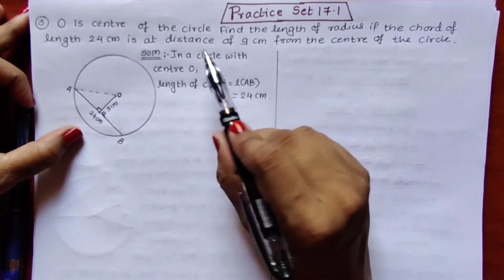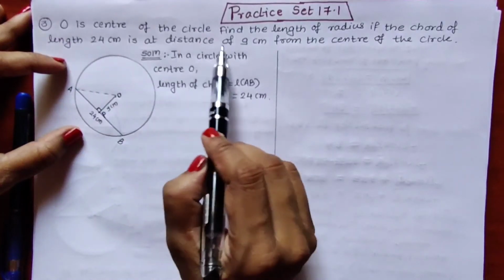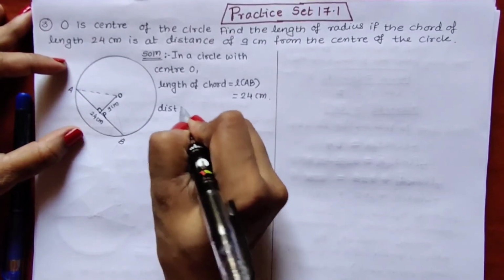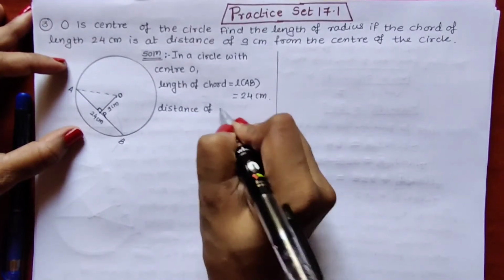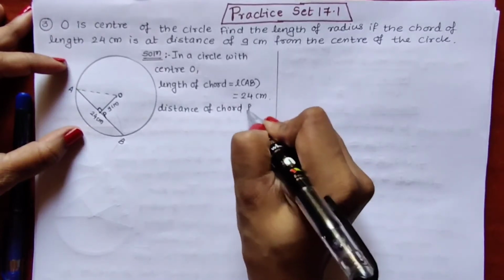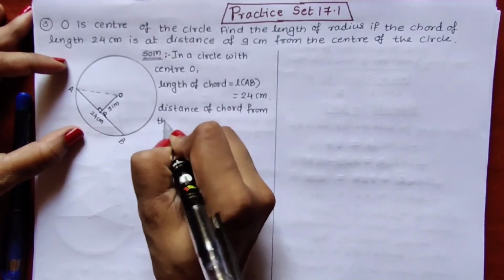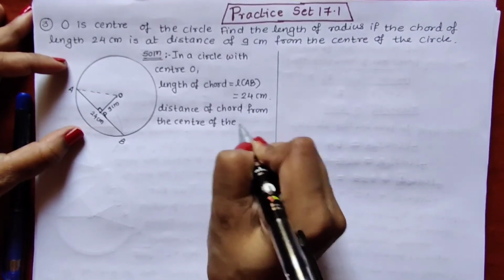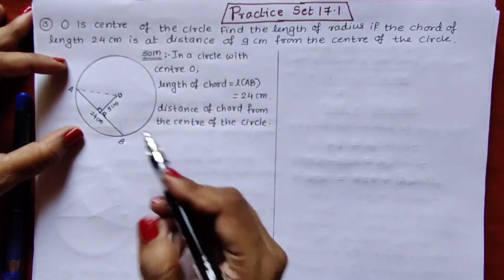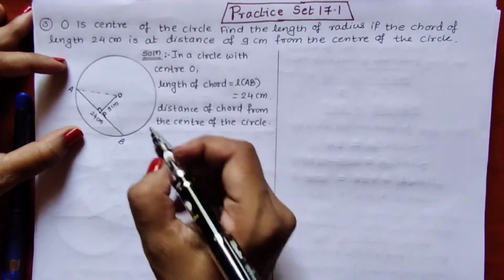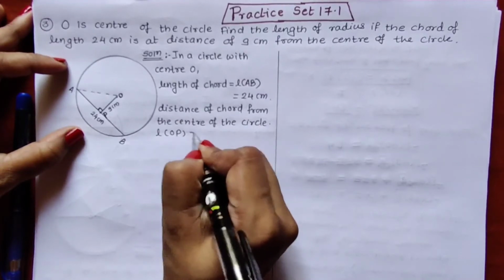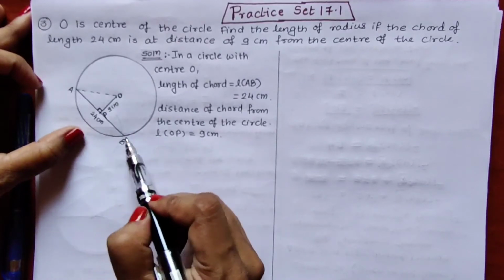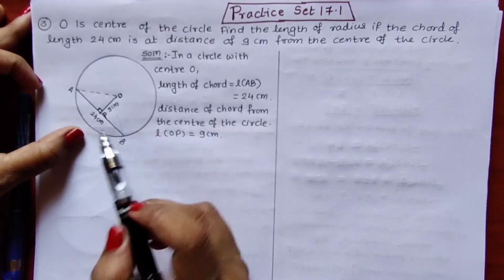Again, what is given to us? The chord is at a distance of 9 centimeter from the center of the circle. So the distance of the chord from the center of the circle, what is it? OP. So length OP is equal to 9 centimeter. Again, what is shown? OP is perpendicular to AB. This segment OP is perpendicular to chord AB.